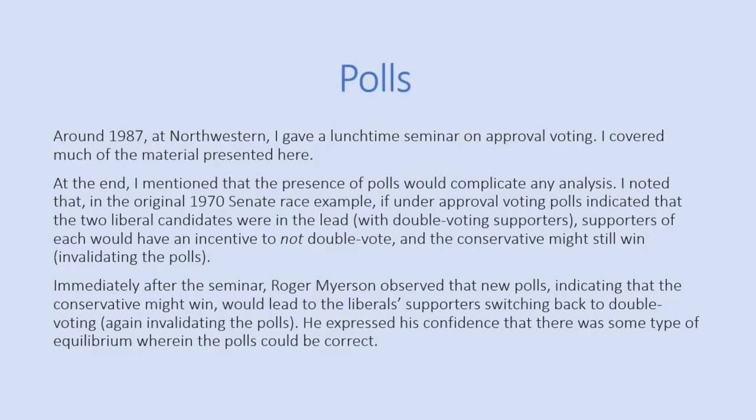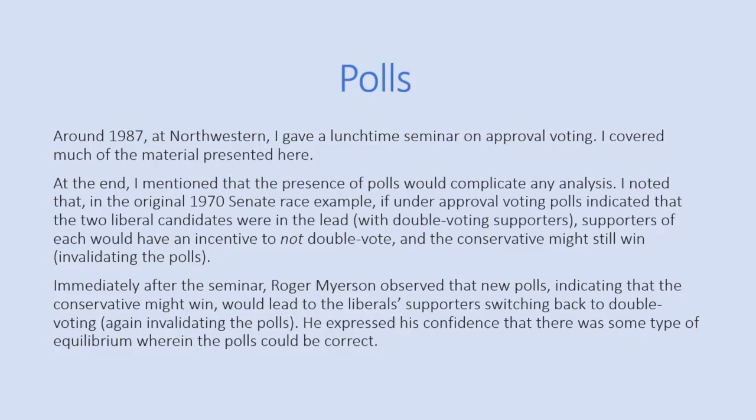Imagine that approval voting were in use, and that polls predicted that most of the liberal voters would double vote for both liberal candidates, leaving the conservative candidate solidly in third place. Then supporters of each of the liberal candidates would have an incentive to not double vote in order to help vault their favored candidate to victory. If enough liberal voters do this, the conservative candidate might actually win, completely invalidating the poll's predictions.